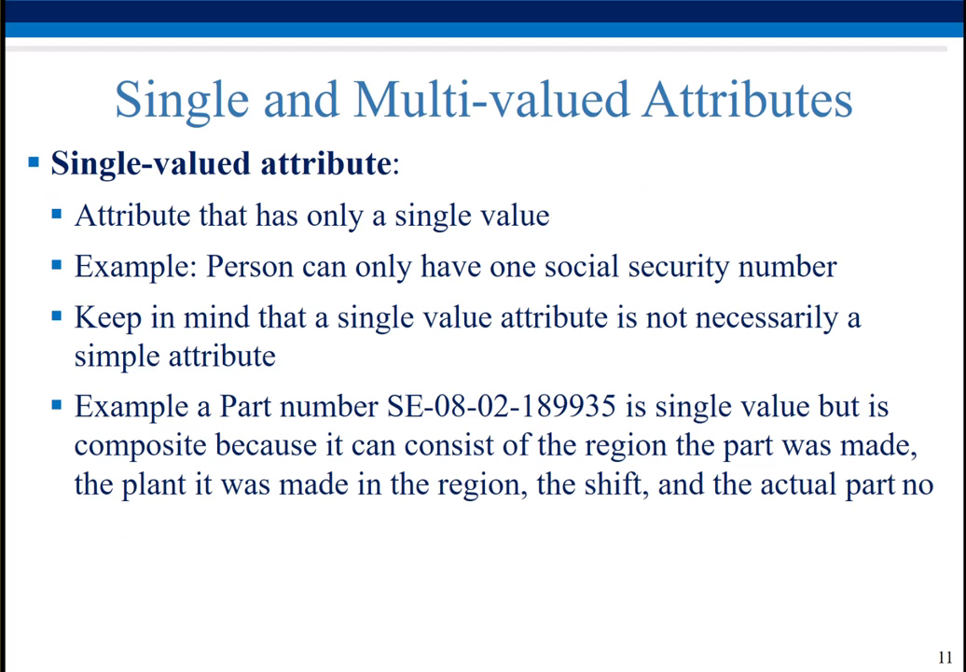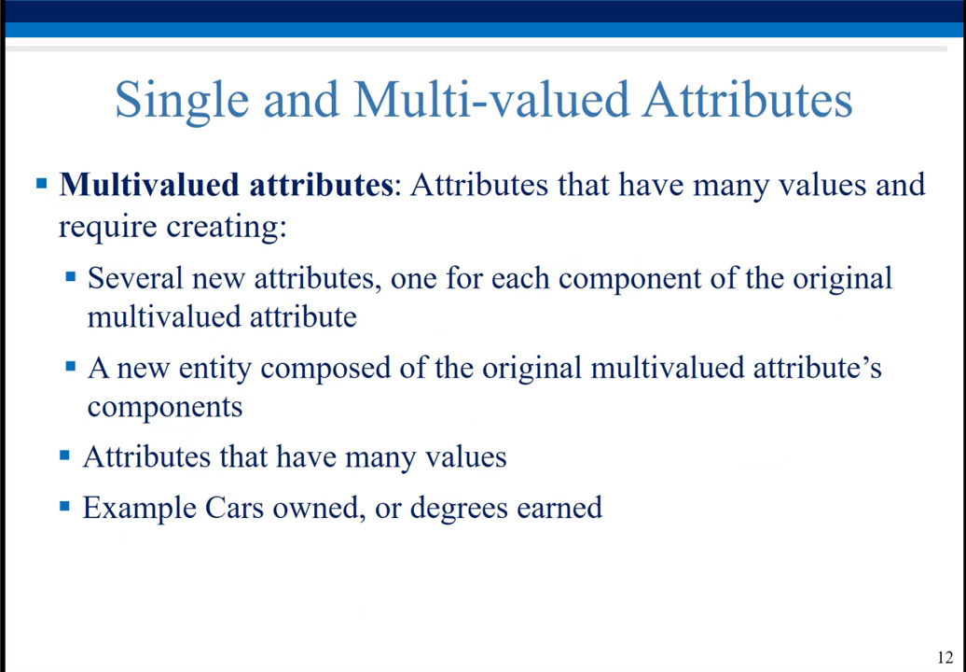A single-valued attribute has only one value. Again, a person can only have one social security number, period. Keep in mind, a single-valued attribute is not necessarily a simple attribute. For example, part number SE08 and so on is a single value, but it can consist of the region, the plant that made it, the part number, and the shift when it was done. So it can be broken down into a bunch of different things.